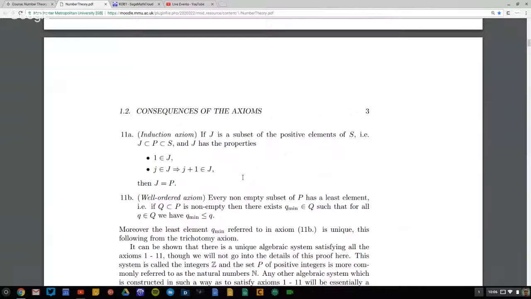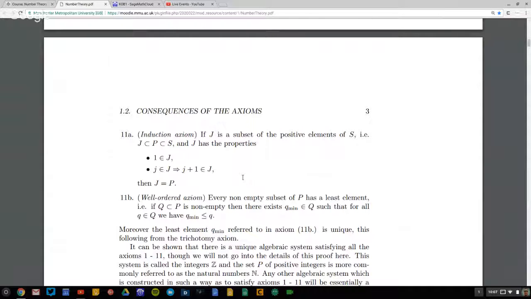You've got the induction axiom, which is 11a, presented in a slightly different format there, talking about membership of a set, but still you'll recognize this as being the induction principle. And 11b is this statement, which at first sight looks quite different. It says every non-empty subset of the positive integers has in it a least element. Okay? This is not true for the rationals or the real numbers, because you can have sets of positive rational numbers for which there is no least element. For instance, the set of all rational numbers greater than 1. The set has no least element.